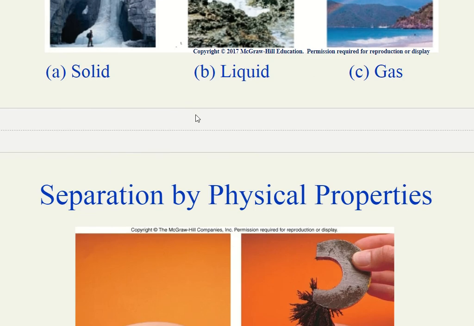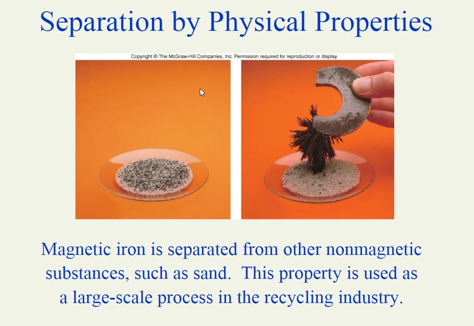And whenever you have a mixture, the particles are just mixed together. They do not combine with each other. And one way of separating them is through physical changes or through their physical properties. For example, iron and sand, when mixed together, how would you separate them? Well, you can use a magnet, which is going to attract all the iron away, and that will leave behind the sand. So that's separation by physical properties.